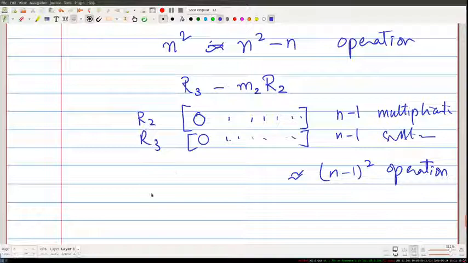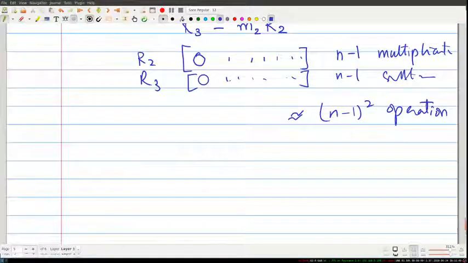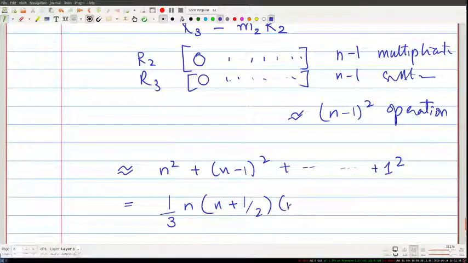So now the idea is when you start eliminating these entries, this first column costs me about n squared, this second column costs me about n minus 1 squared, and so approximately when I add up all of these operations, I get n squared plus n minus 1 squared plus and so on, dot dot dot, plus 1 squared. So I'm getting a sum of squares, which, if you use the sum of squares formula, gives you something like 1 upon 3 n cubed plus half n squared plus 1 upon 6 n.